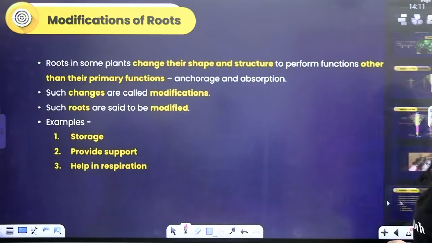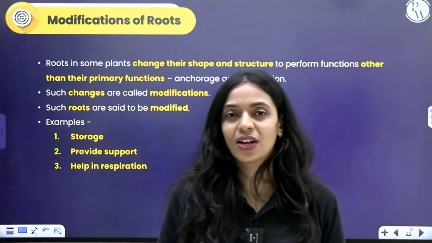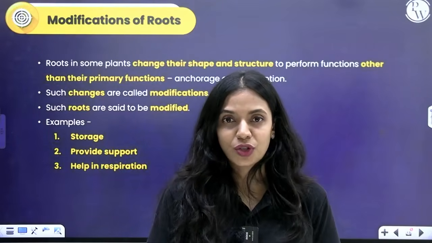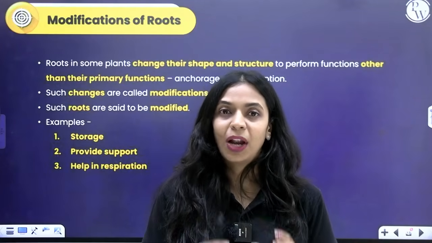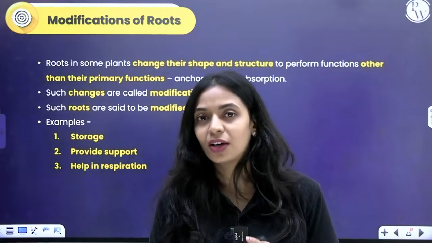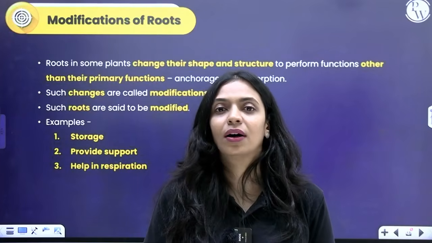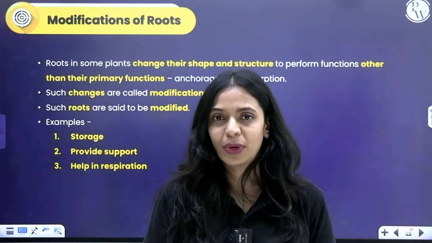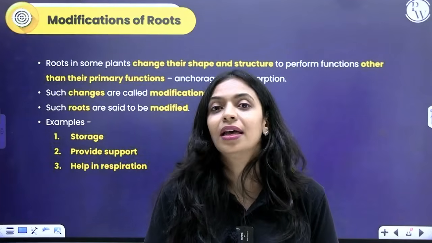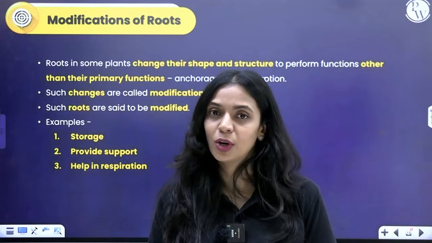Now let's talk about modifications of root. What does root modification mean? In general, we are going to learn about modification of root, stem and leaves. Modification is when a plant part does something unusual. The primary function of the root is to help anchor the plant, help in absorption, and probably produce plant growth regulators. If a root is involved in any function other than these, then you call it a modification.